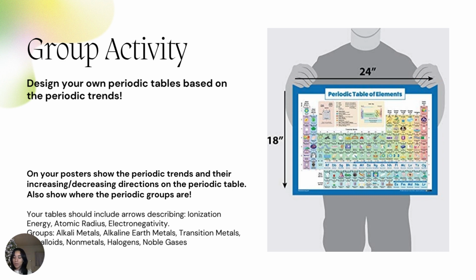I do have an example one. I made mine here. As you can see, I made arrows describing the trends and where they increase and decrease, and I also color coordinated based on the groups as well. Each of the groups are labeled, and the trends are labeled as well, because each has their own way of increasing and decreasing. So split off into groups.